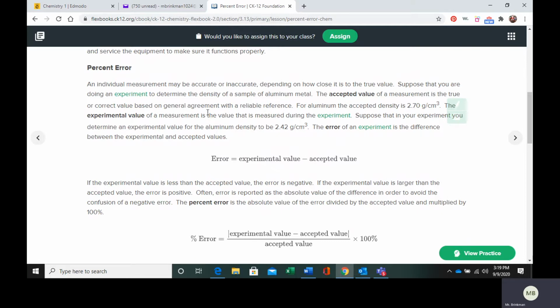All right, the experimental value is going to be the value that you get during the experiment. Suppose in your experiment, you get an experimental value for the density of aluminum that is 2.42 grams per cubic centimeter. From this, you can calculate the error between your value and the accepted value. The error is going to be the difference between your experimental and accepted value.